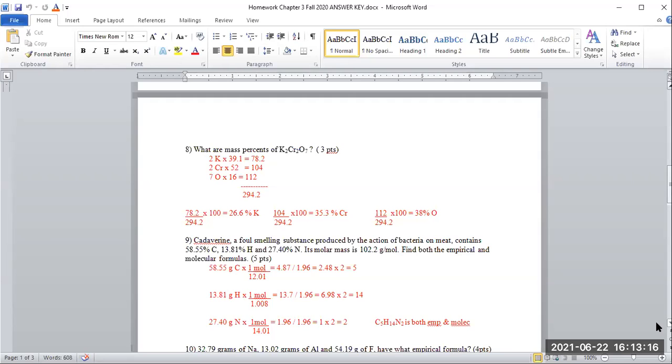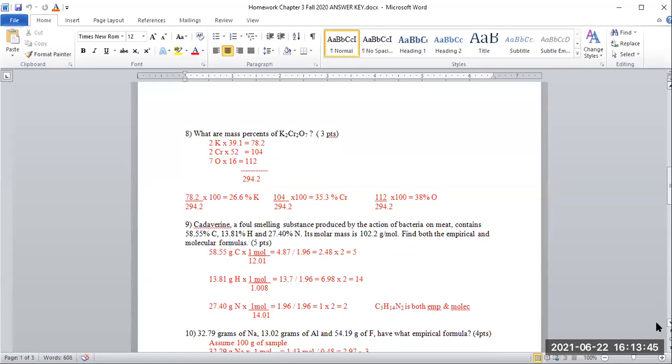Take your 2 potassiums together. For the top of your percent potassium, you get 26.6. Your 2 chromiums together puts 104 on the top of that one. You get 35.3%. And all 7 oxygens together gives me 38% oxygen.